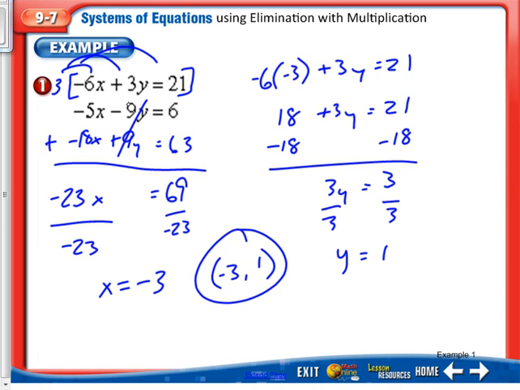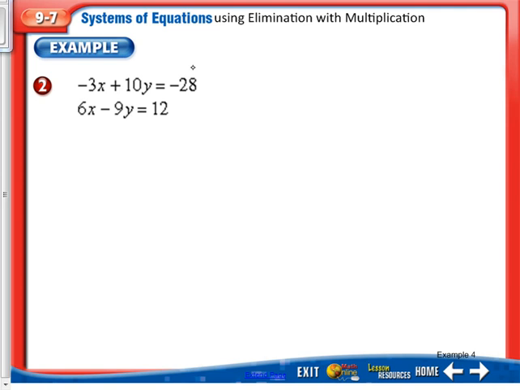All right, so again, basically the same thing here, except we needed to do a little multiplication first, and when you distribute, make sure you distribute throughout the entire thing. All right, so this one here we have negative 3x plus 10y equals negative 28, and 6x minus 9y equals 12. So the 9 and the 10 aren't very close, but I see that I have multiples here. So what I'm going to do is multiply this whole equation by 2. I need to make sure I distribute all the way across. So I get negative 6x plus 20y is equal to negative 56.